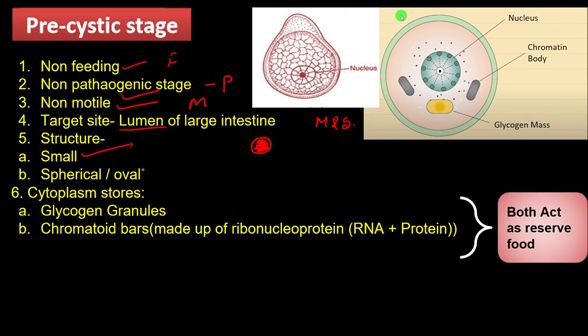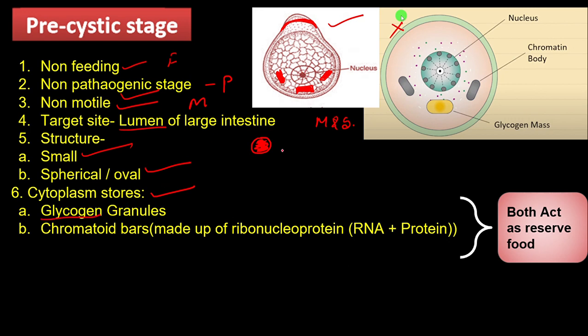If you see the structure, it is small and spherical in shape. This is the correct structure. This is not the correct structure. Okay, this is the correct structure where you can see pseudopodia, but a little less as compared to the trophozoite, right? And then the cytoplasm is going to store two things over here, that is your glycogen mass. You can draw it over here, or as per your textbook you can follow, and then you have chromatoid bars like this.